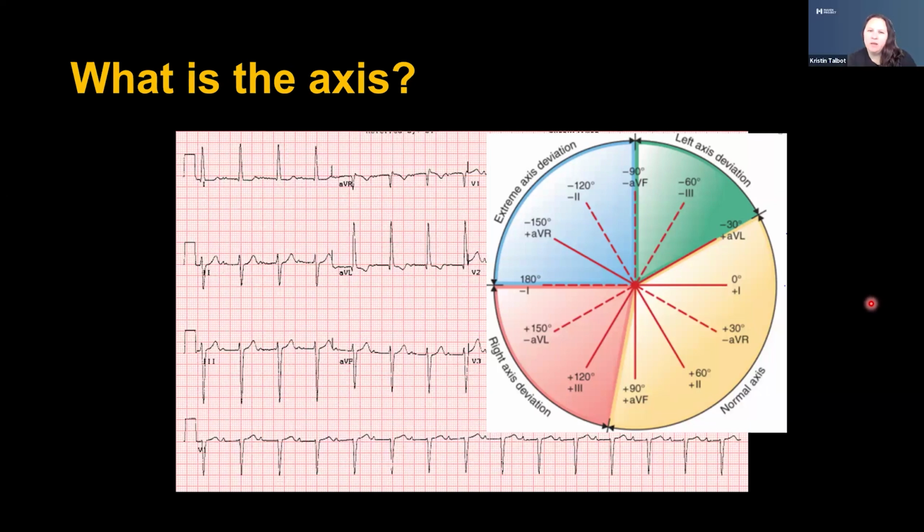Great. There was just a comment that said, I think the confusing part is what exactly lead 1 is. I understand now that lead 1 is simply a way of figuring out the direction of the electrical activity from right arm to left arm. That's correct. Yep, true.